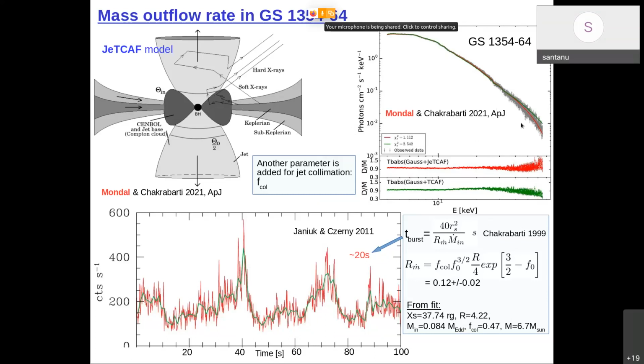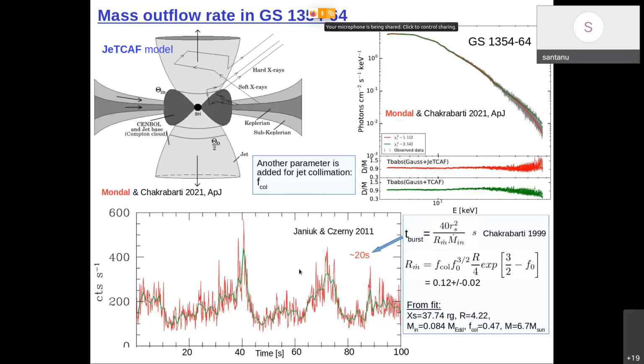So we have fitted NuSTAR data for the GS 1354-64 black hole candidate, and we see including the jet fits the data better. From the model fitted parameters like accretion geometry and rates and the jet collimation factor, we estimate the burst time, and we see that this time is around 20 seconds for this observation.